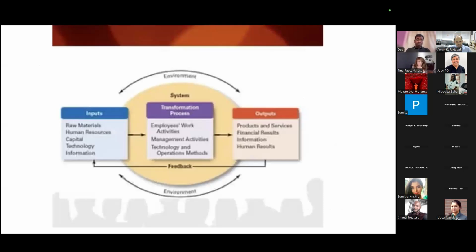If you look at a systems model in systems thinking, you can see there is an input: the raw material, the human resource, the capital, technology, or information. The input gets transformed through a process, and the process leads to the output, and the output provides feedback to the input, and the process goes on. There is an external environment that influences the input and output. So this is broadly called systems thinking.